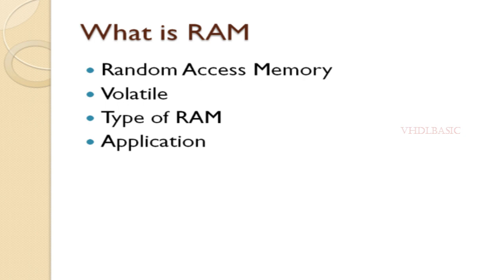Types of RAM. There are various types of RAM, including dynamic RAM, DRAM, and static RAM, SRAM, which have different characteristics in terms of speed, cost, and volatility. The choice of RAM type depends on the specific requirement and constraint of the digital design application.